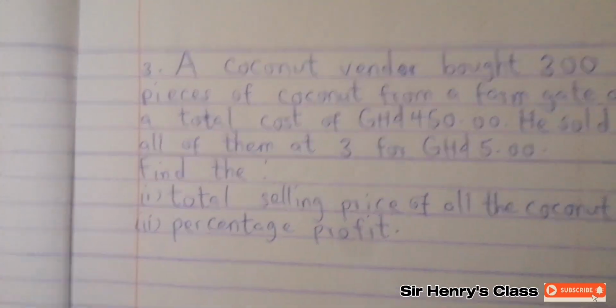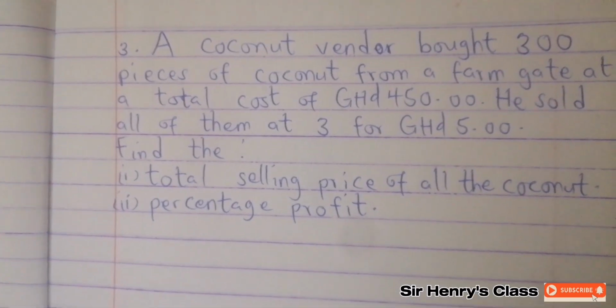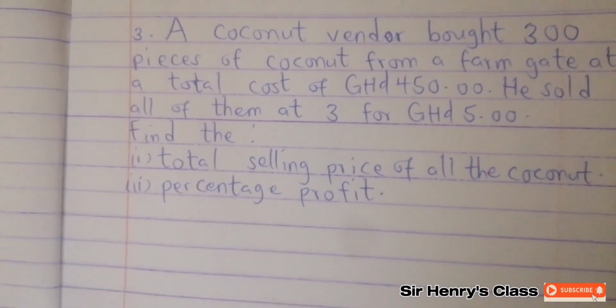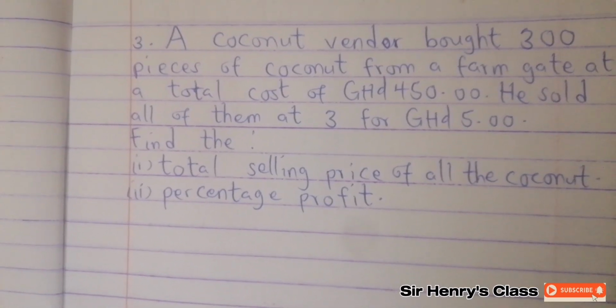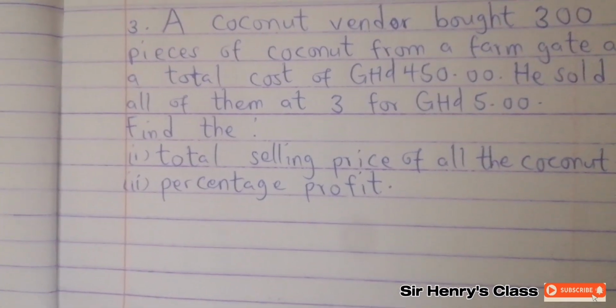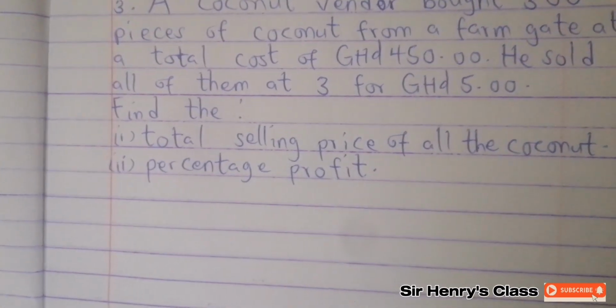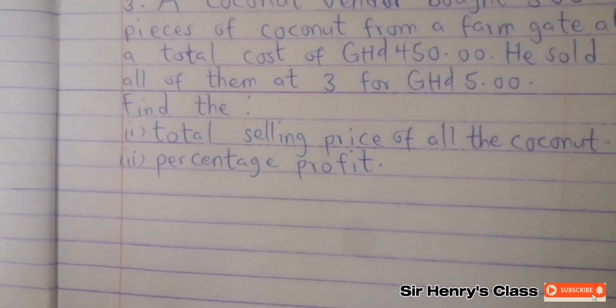Let's move to the third and the final question. It says that a coconut vendor bought 300 pieces of coconut from a farm gate at a total cost of 450 Ghana cedis. He sold all of them at 3 for 5 cedis. Find the I total selling price of all the coconuts and II the percentage profits.